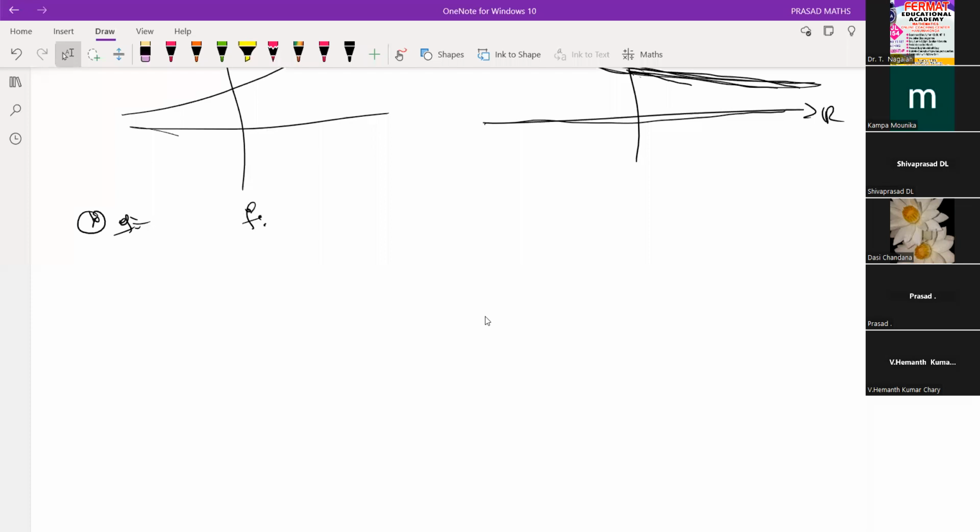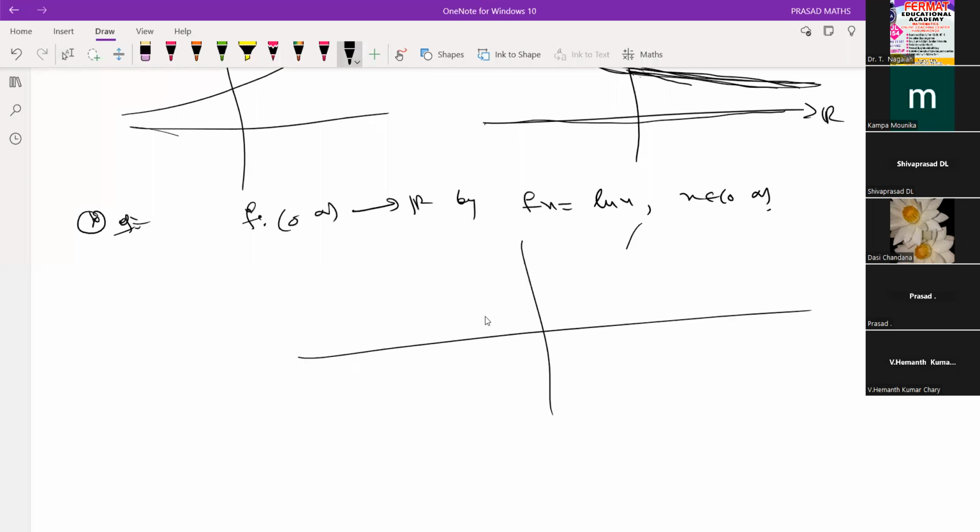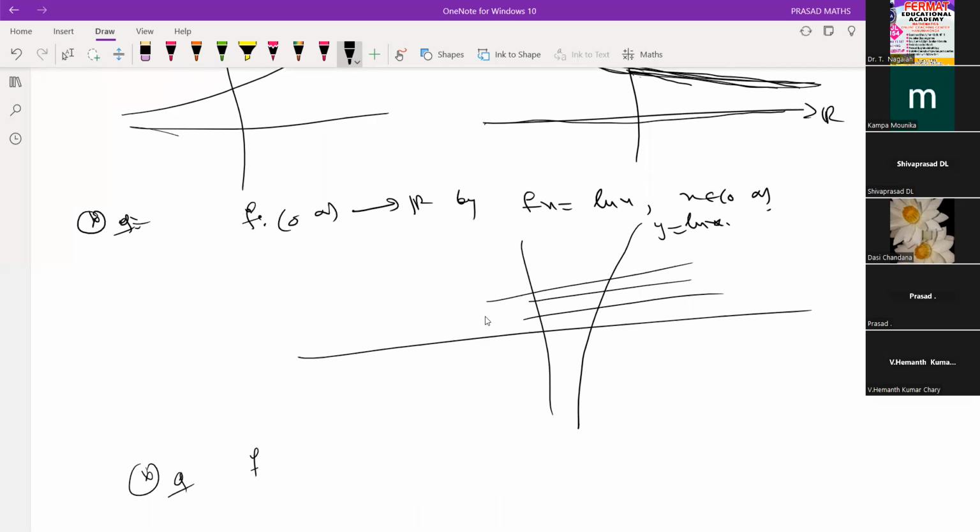Suppose f is a function from 0 to infinity, f of x equals natural logarithm. Is it one-one? Is it onto? Yes, sir. It is a one-one function and an onto function, because we have seen e to the power x is a bijection from R to 0 to infinity.